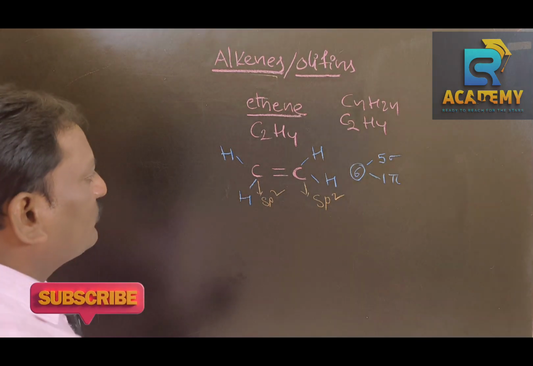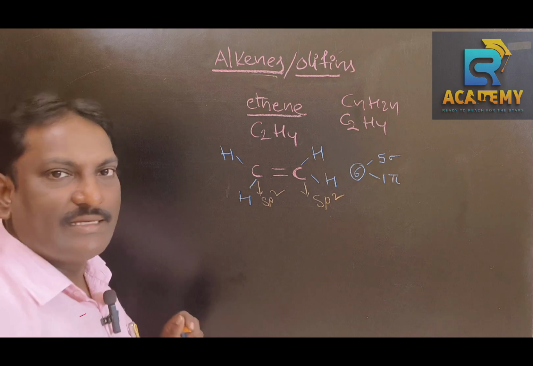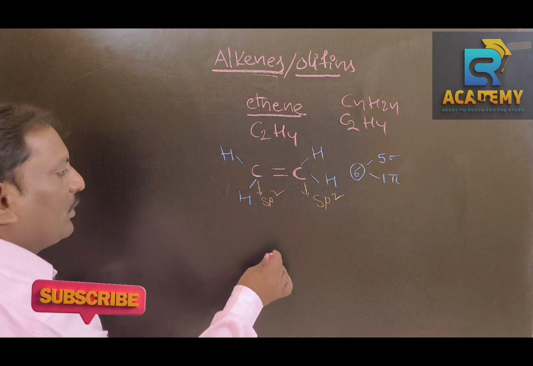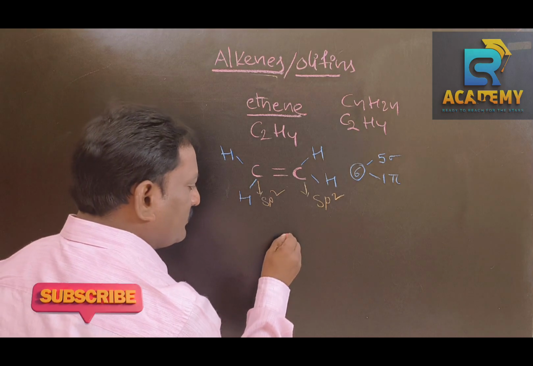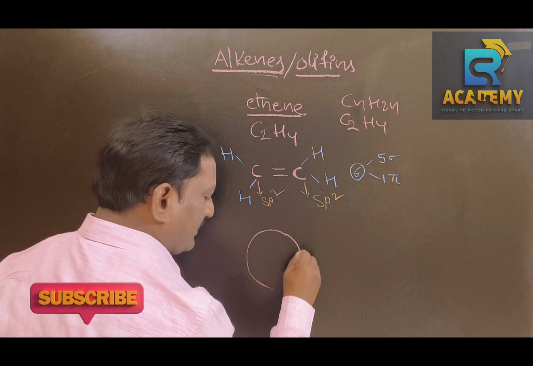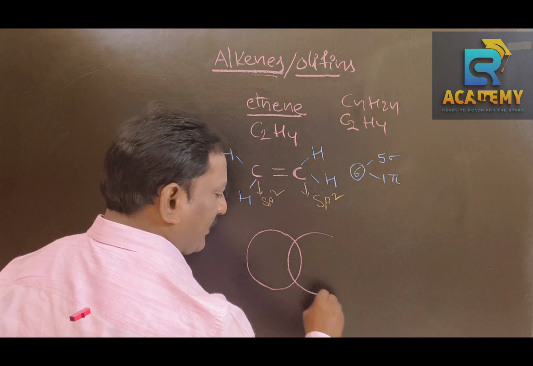The next one is the Lewis dot structure. How to draw the Lewis dot structure of ethene? We require two carbon atoms, two main circles for the carbon atoms.